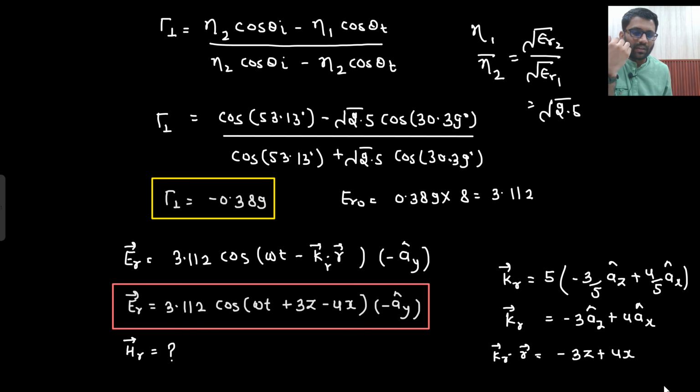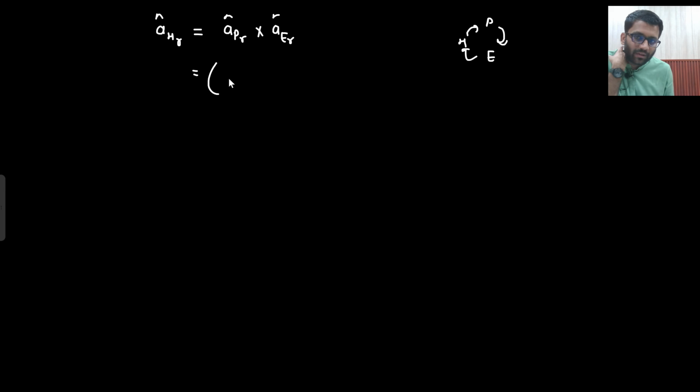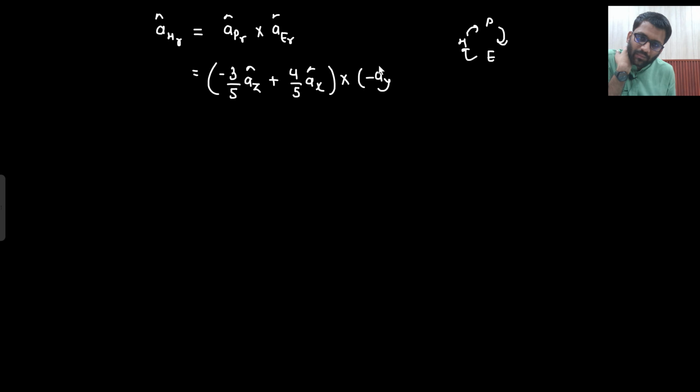So what is your APR? APR is minus 3 by 5 AZ cap plus 4 by 5 AX cap, cross minus AY cap. 3 by 5, y cross z would give you x, so this would give you minus x. Then x cross y would give you z, but here there is a minus sign, so minus 4 by 5 AZ cap.